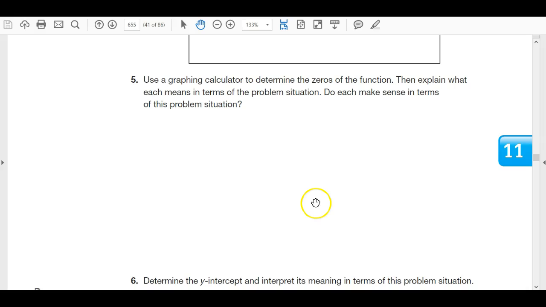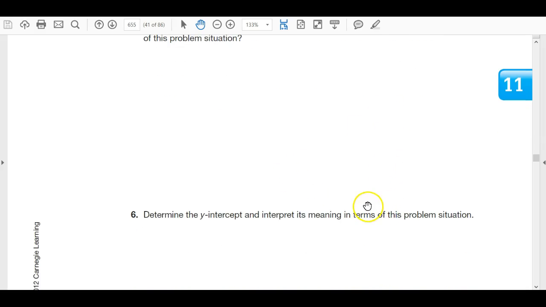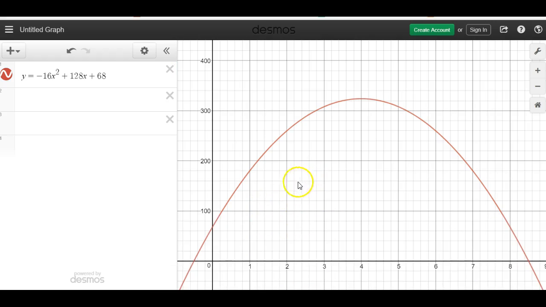Okay, all right, so determine the y-intercept, and interpret its meaning. So y-intercept, this is easy to see, because see, if all this went away, if all this was 0, this would be my y-intercept. In other words, when x is 0, right, then I put 0 in here, and this all turns into 0.